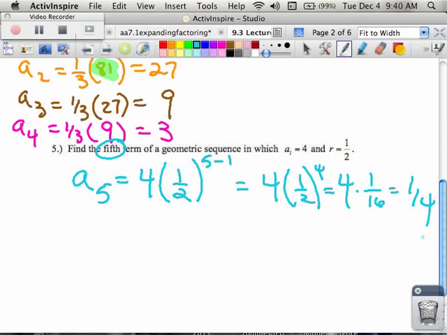I could actually find each consecutive term. I could take 4 times a half, that's 2. 2 times a half, which is 1. 1 times a half, which is a half. And 1/2 times a half, which is 1/4, and find the fifth term. So I can use the formula. In case you don't remember, the formula said a sub n equals a sub 1 times your ratio to the n minus 1. Okay, that's a formula that you need to know.